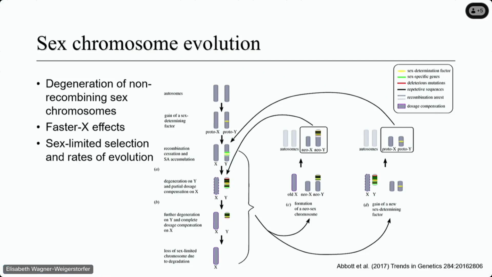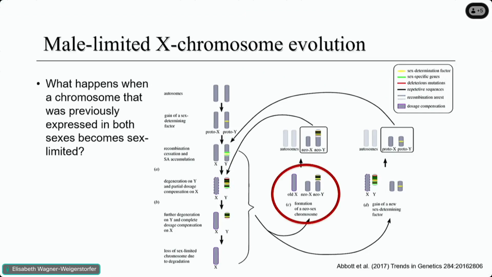So I've done a number of different experiments over the years trying to understand this. We did some flatworm stuff, trying to look at the early stages of sex chromosome evolution. And then we've done some things which are more along these lines. What happens when something that was once expressed in both sexes becomes sex-limited? And so what we've done over the past few years now is a male-limited X chromosome evolution experiment.